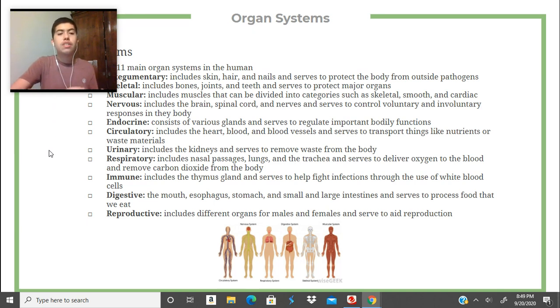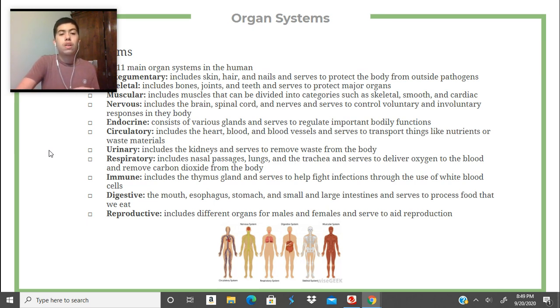And then we have the skeletal, which includes bones, joints, and teeth, and it serves to protect major organs. So the skull is a bone, and that helps us protect our brain that's within our skull. So if we bump our head, we have the skull here, so our brain doesn't get damaged. Of course, if you bump your head too hard, you could get a concussion, and that's basically when the brain is damaged. So the skull is good for protection, but of course, any hit that you take that's too hard might be damaging to your organ.